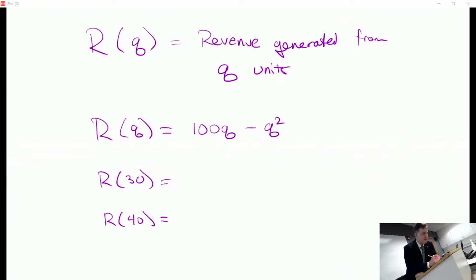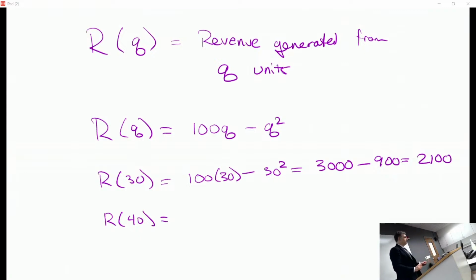Okay, so let's go ahead and do R of 30. R of 30 is 100 times 30 minus 30 squared. So that's going to be 3,000 minus 900, which is 2,100. Ooh, 5 minutes to go. That was so loud. But anyway, that just means that the revenue generated from producing and selling 30 bicycles would be $2,100, probably more than that.